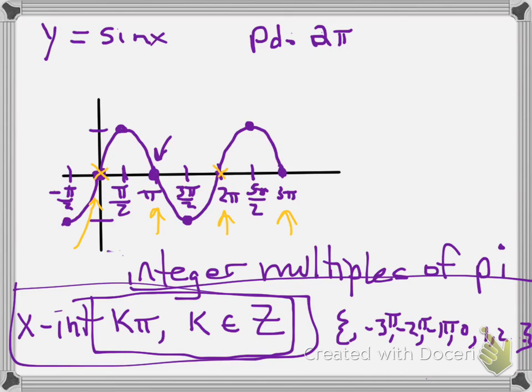I want you to know where the asymptotes of the tangent function are, because those asymptotes are a guide to graphing it. Where are the asymptotes of the tangent function? Where cosine is equal to 0. So again, that's the odd multiples of pi over 2. So those are the things that we need to know.